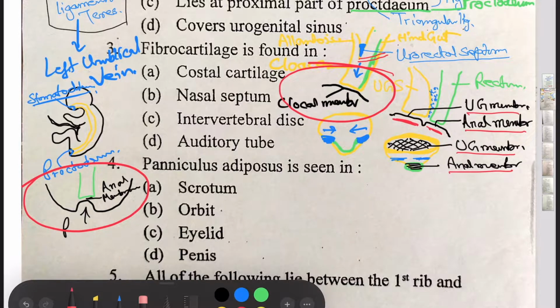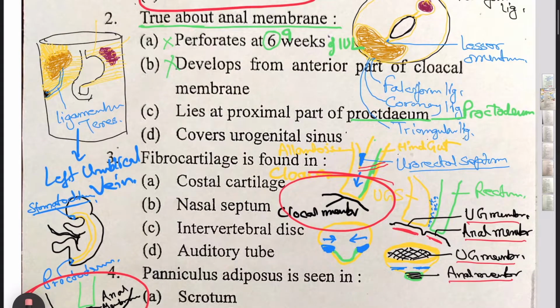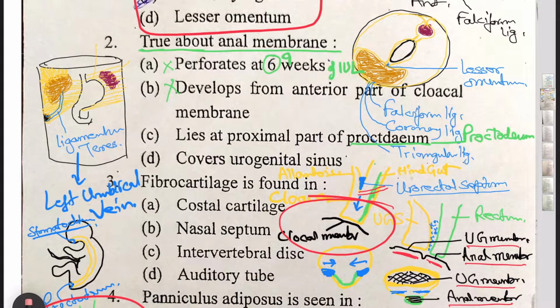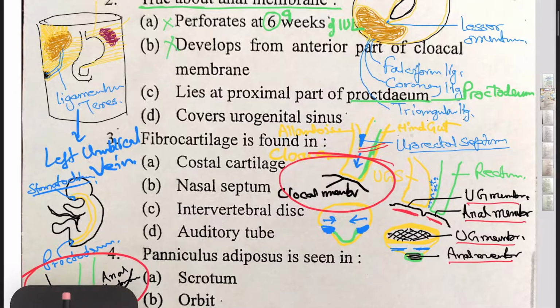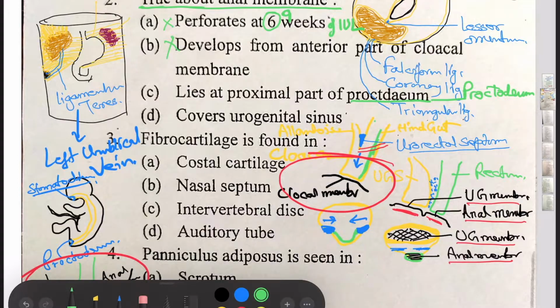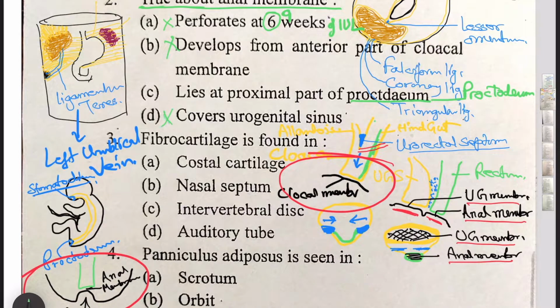Next choice here is it covers the urogenital sinus. So urogenital sinus is a primitive term. Later on it splits into two portions, the primitive urogenital sinus anteriorly and the rectum posteriorly, by the uro-rectal septum. So saying that the anal membrane covers the urogenital sinus is not the correct statement, because it is the urogenital membrane that covers the urogenital sinus. So that also is a wrong option.